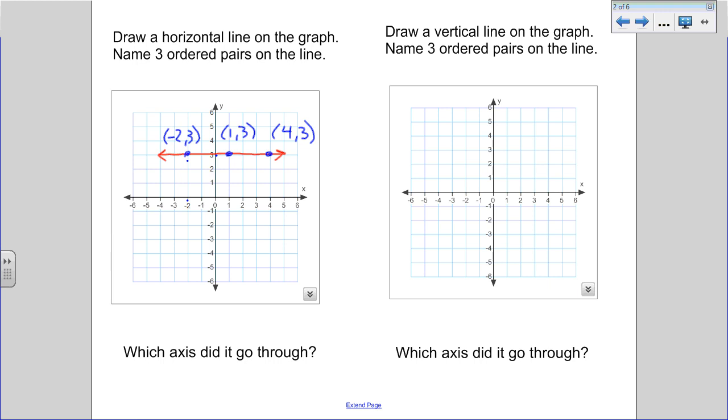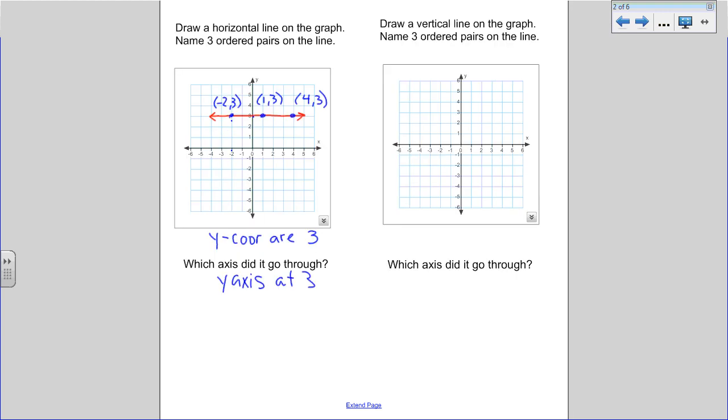I'm hoping you guys are noticing some type of pattern here. What I'm hoping you'll notice is that all the y-coordinates are 3. Notice I asked you the question, which axis does it go through? And this line goes through the y-axis at 3. All right?